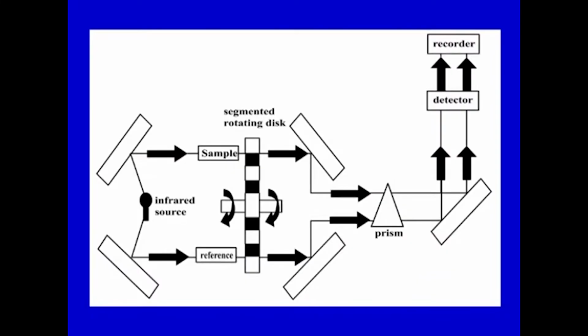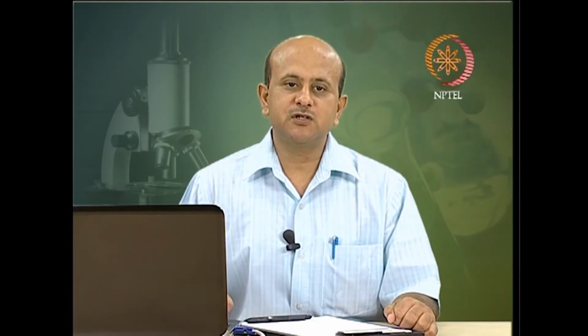So, this is a very simple schematic: you have an infrared source, and the beam is then divided into two. One goes to the sample, another to the reference, then finally it goes through the prism to the detector and recorder. There are a lot of filters, prisms and other monochromators put in here, as we have discussed just now. So this is a very simple schematic of how the transmission occurs.